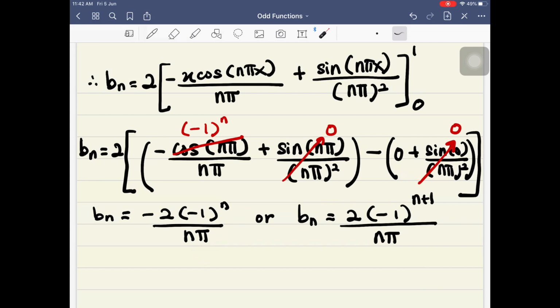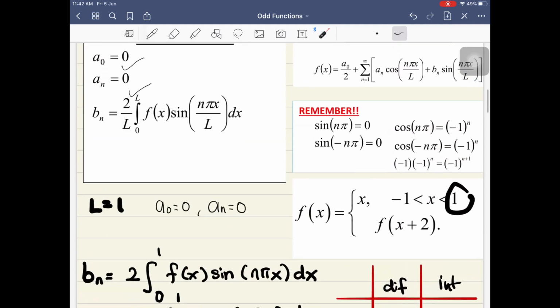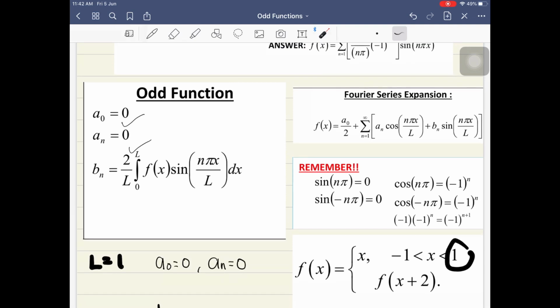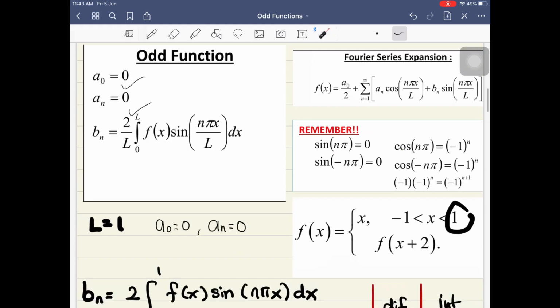Okay, so now you already have your Bn and you know that your A naught and your An is equals to 0. So based on this Fourier series expansion here, when your A naught is equals to 0, your An is equals to 0, so you just left with this one. So your Bn, this is what you just calculate just now, multiplied by sine n pi x, since your L is equals to 1. If your L is equals to 2, then you substitute 2 here. Okay, refer to your L.